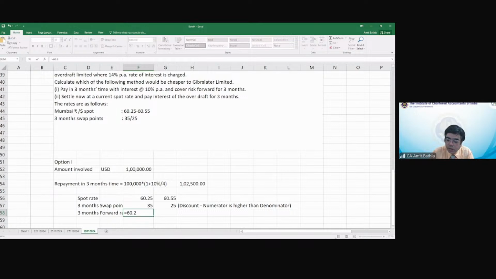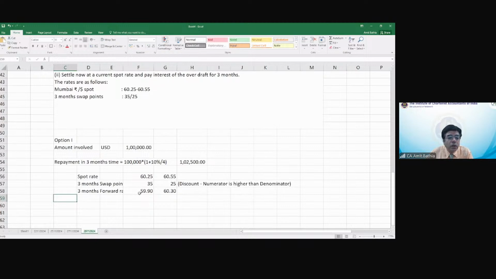All right. Now, in the 3 months forward rate, I'm going to say it is 60.25 minus 0.35. Am I right? So I get 59.90. And similarly here it will be 60.55 minus 0.25. So it becomes 60.30. All right. Now remember, these are the bid and ask rates.